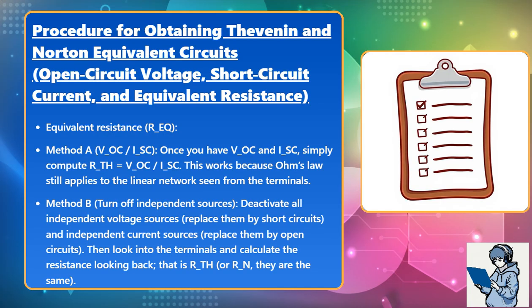Method B: turn off independent sources. Deactivate all independent voltage sources, replacing them by short circuits, and independent current sources, replacing them by open circuits. Then look into the terminals and calculate the resistance looking back, that is RTH or RN, they are the same.